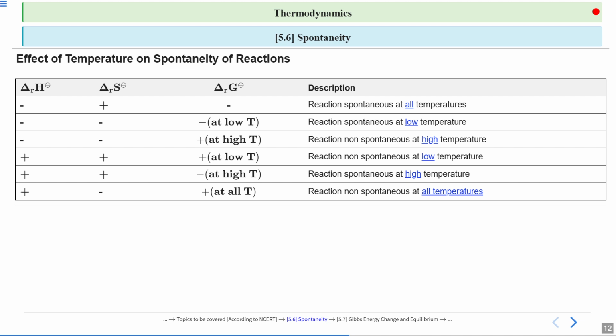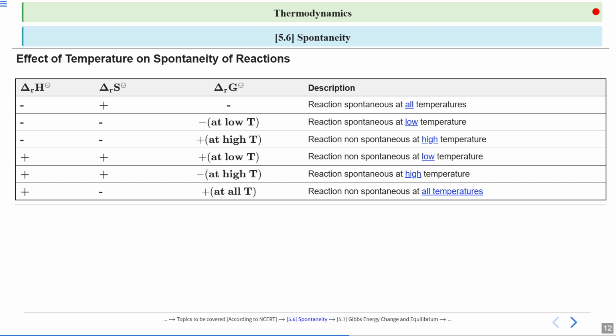What is the third case? The third case is that you take both the values as positive. If both values are positive, then the reaction will be non-spontaneous at lower temperature and highly spontaneous at high temperature. And the last case, in which the enthalpy change is positive and the entropy change is negative: all temperatures will favor a non-spontaneous process, so there will be a non-spontaneous reaction.